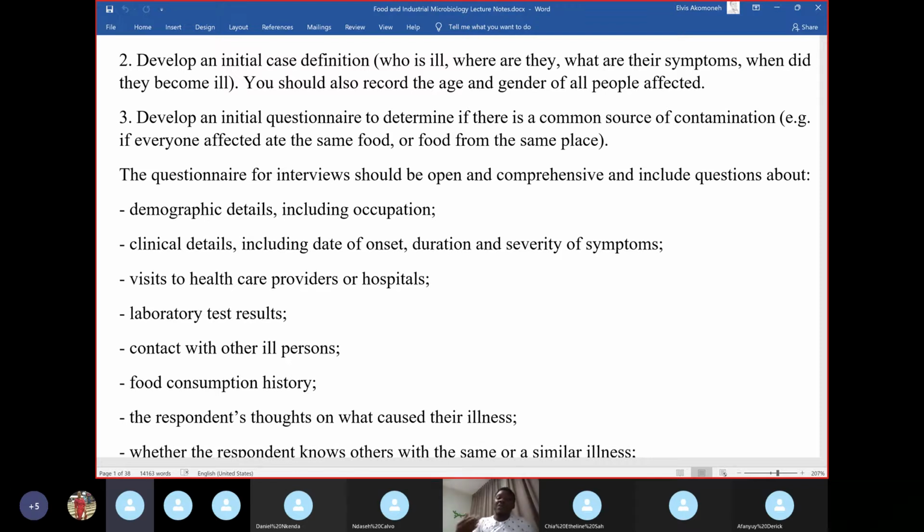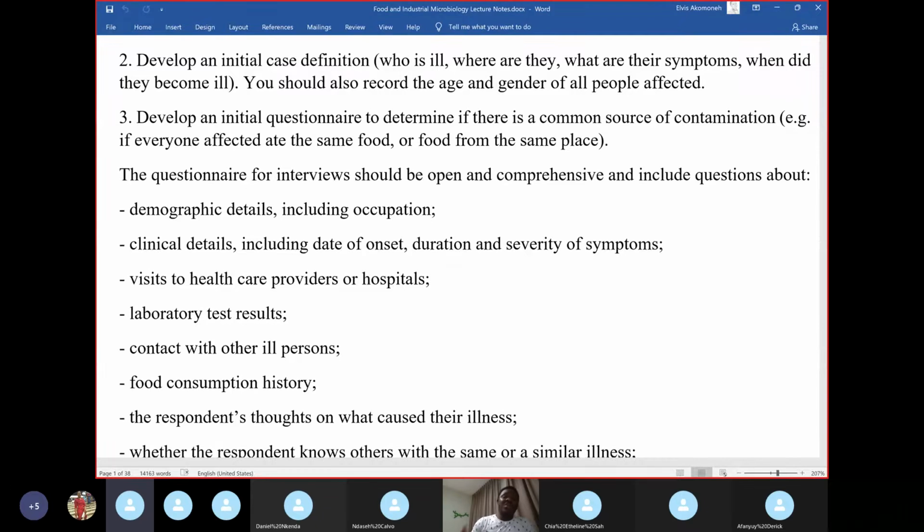For instance, everyone infected ate the same food or ate food from the same place. Okay, there are two different things here. If it's from the same food, then we could be implicating the food. If we ate food from the same place, then it should be an issue with the restaurant, for instance. So we want to find out, is that the situation or what was the situation? So when we get that, there are common questions that should appear on your initial questionnaire to guide the investigation. Demographic details of the person.